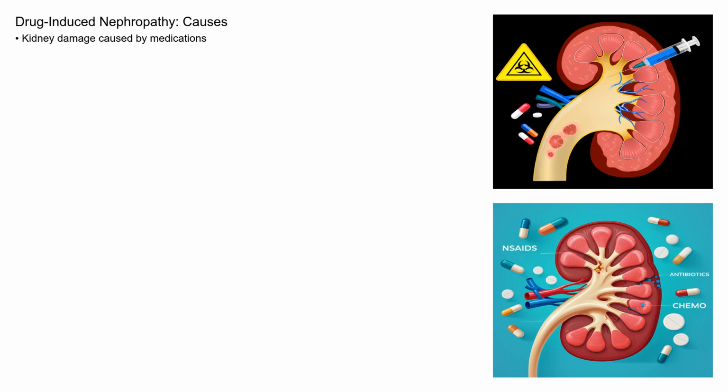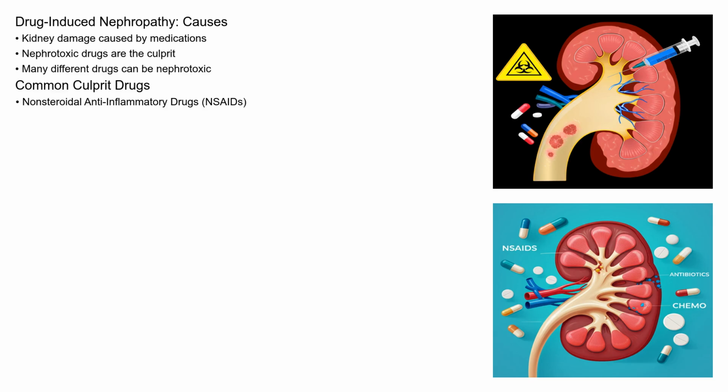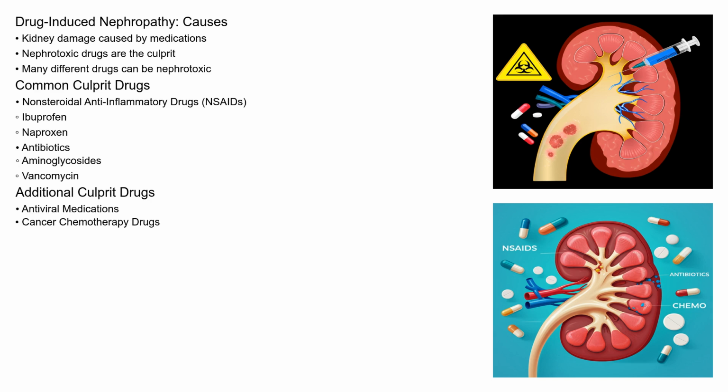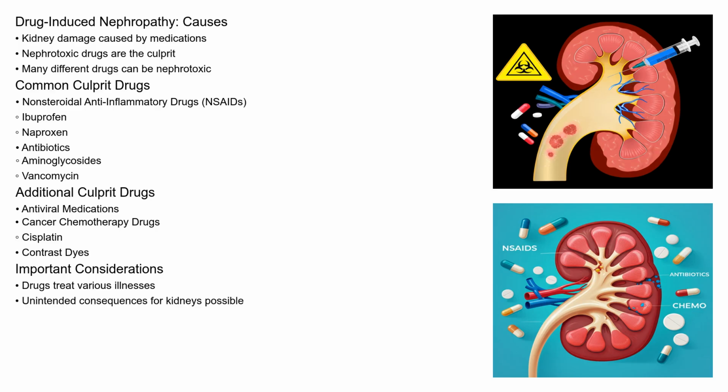So what causes drug-induced nephropathy? Well, as the name suggests, it's kidney damage caused by medications. Many different drugs can be nephrotoxic, meaning they're toxic to the kidneys. Some common culprits include nonsteroidal anti-inflammatory drugs, or NSAIDs like ibuprofen and naproxen, certain antibiotics, such as aminoglycosides and vancomycin, some antiviral medications, certain cancer chemotherapy drugs like cisplatin, and even contrast dyes used in medical imaging. It's important to understand that while these drugs are used to treat a variety of illnesses, they can sometimes have unintended consequences for the kidneys.